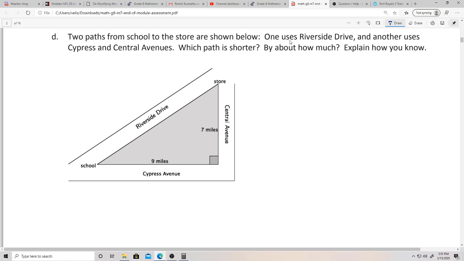All right, two paths for the school to the store shown below. One uses Riverside Drive, and the other uses Cypress and Central Avenues. Which path is shorter? By about how much? Explain how you know. Okay, so we want to know the shorter path.